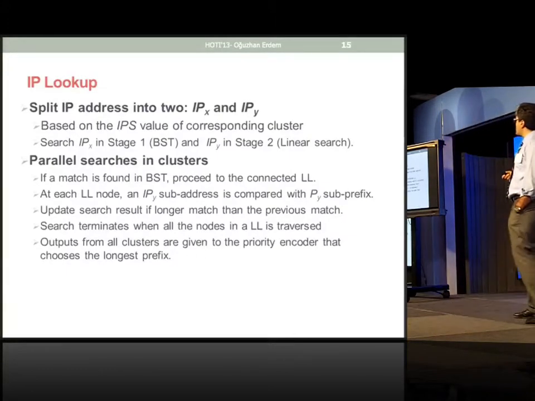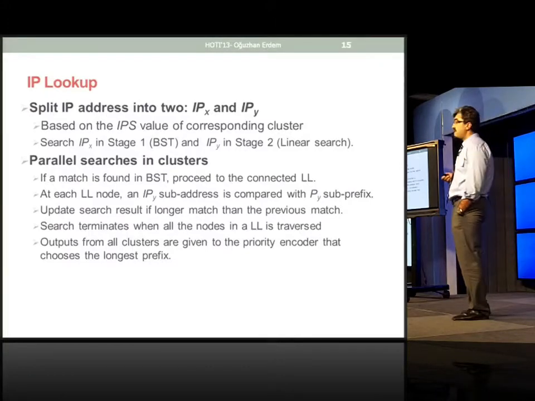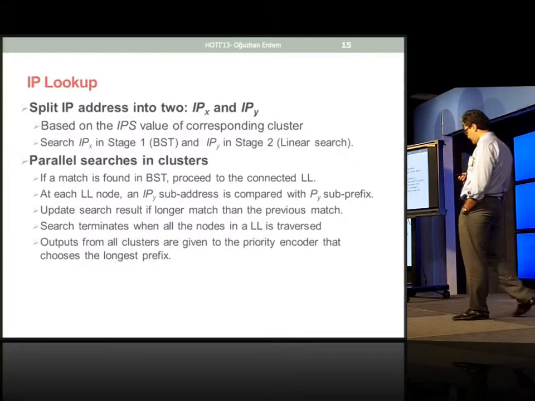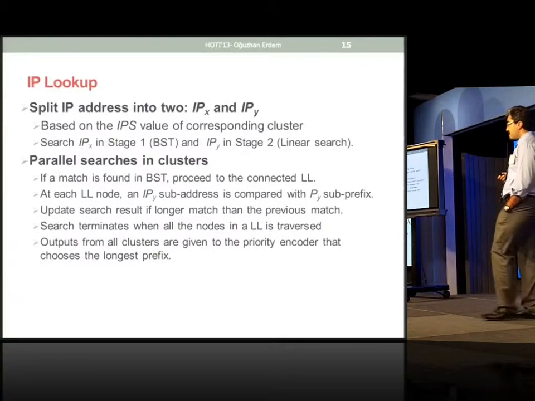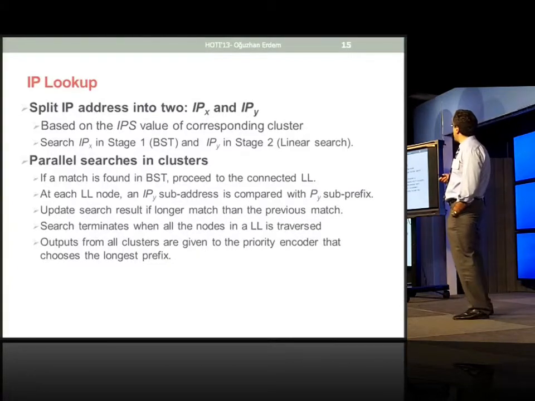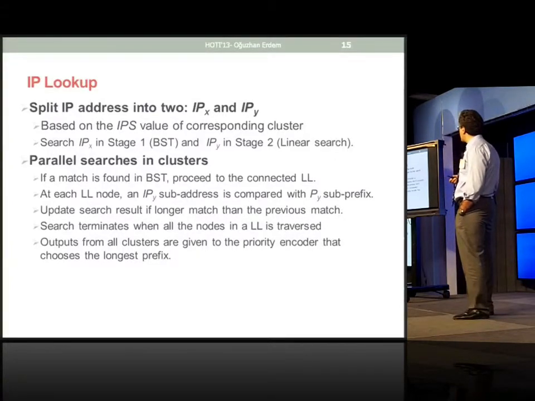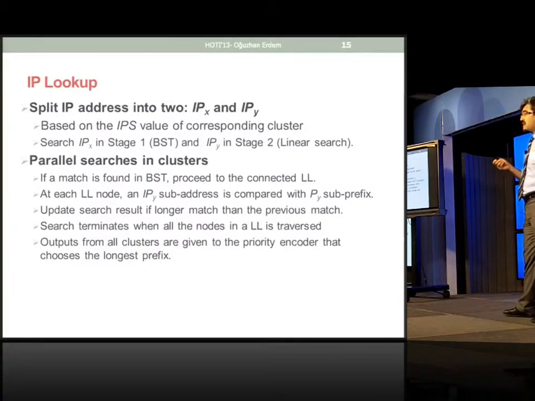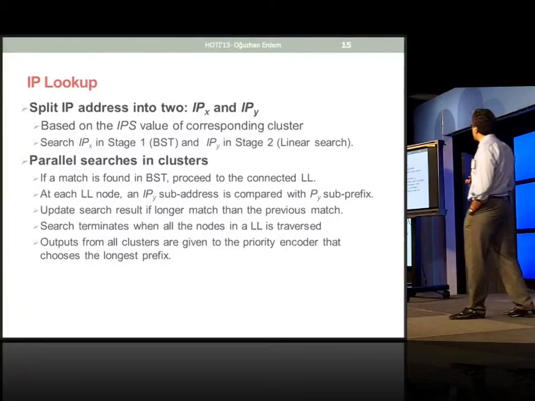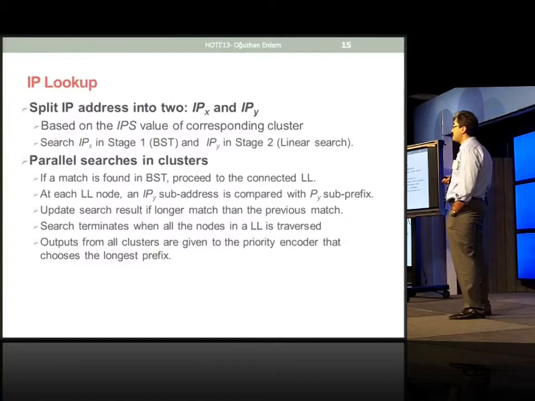Now, let's move on to the IP lookup process. It's very simple. In IP lookup, we first split the IP address into 2 parts, the IPX part and the IPY part. The IPX part is sorted in stage 1, and the IPY part is sorted in stage 2. After we obtain these sub-addresses, they are given to the clusters, and the search is performed in parallel.